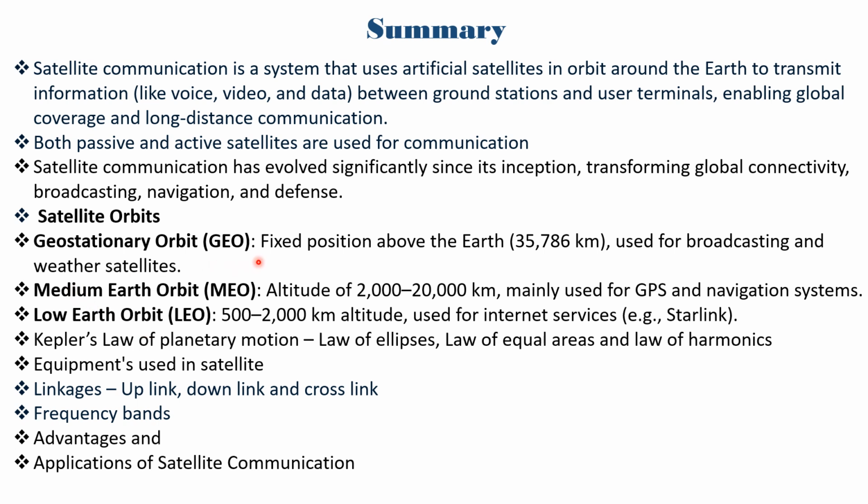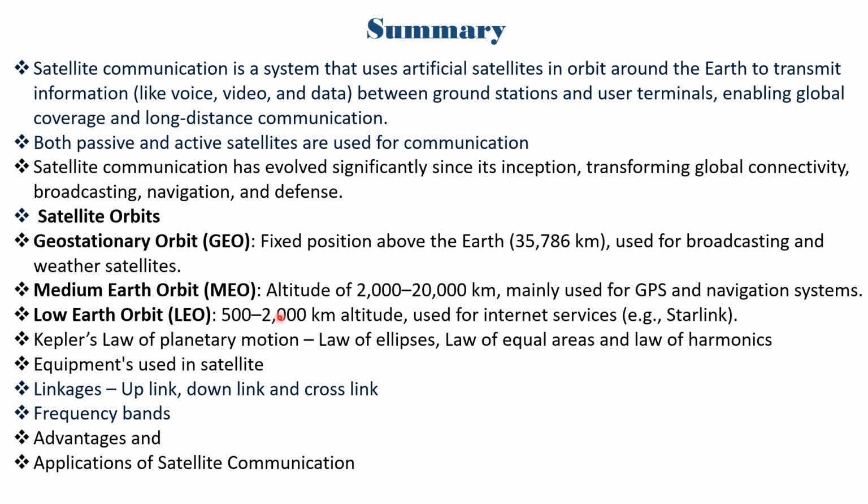Geostationary orbit, which is nothing but a fixed position above the earth, that is 35,786 km, used for broadcasting and weather satellites. And medium earth orbit, which has an altitude of 2000 to 20,000 km, mainly used for GPS and navigation systems. And low earth orbit, as we have already discussed, has an altitude from 500 to 2000 km, used for internet services, for example Starlink.